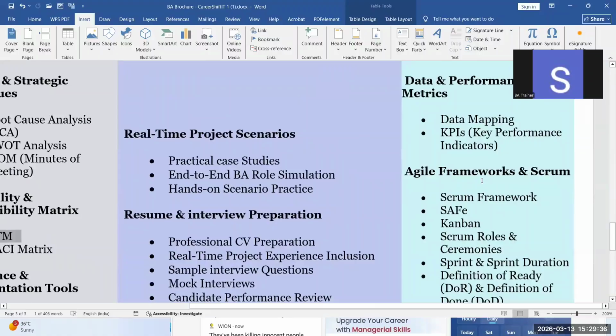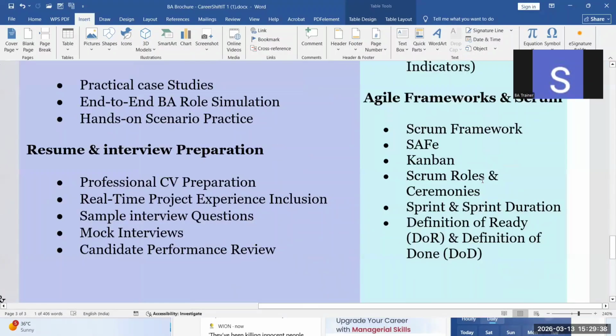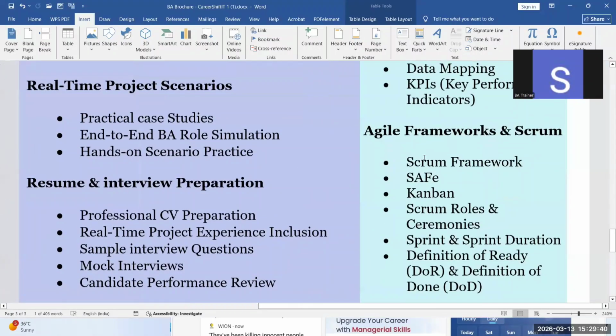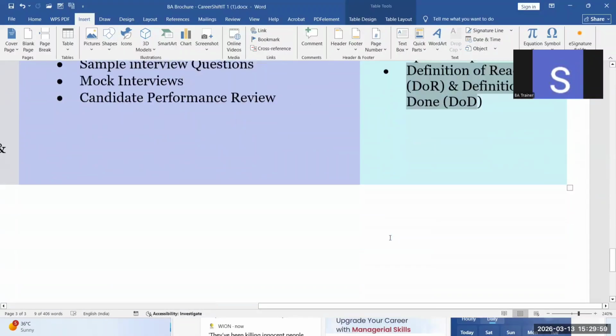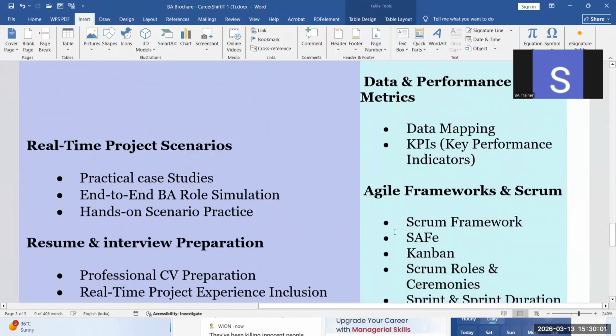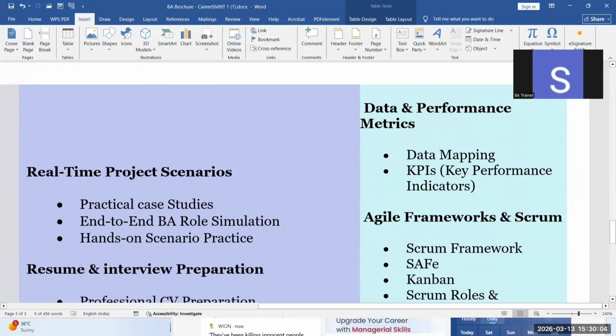Also we are going to train you on agile frameworks. So this is also one of the important questions asked, and a skill that has to be there for every business analyst. So agile frameworks, scrum framework, SAFe, kanban, scrum rules, what exactly the scrum rules involve, and what a sprint is and its duration, what the definition of ready and definition of done are. We are going to include these in this 30 days crash course, and we are going to train you.